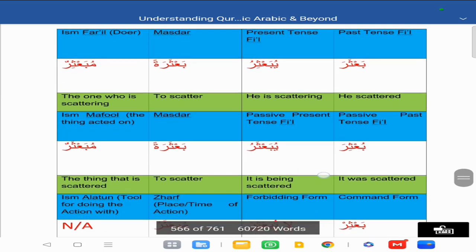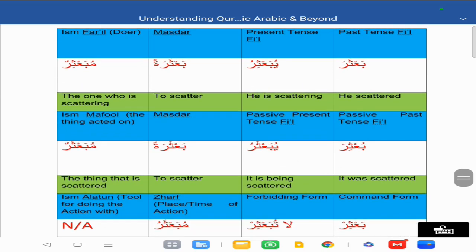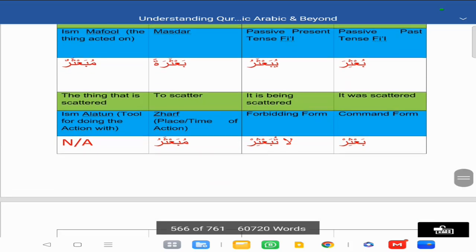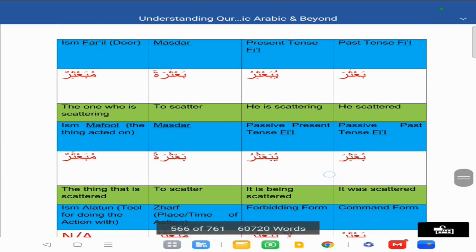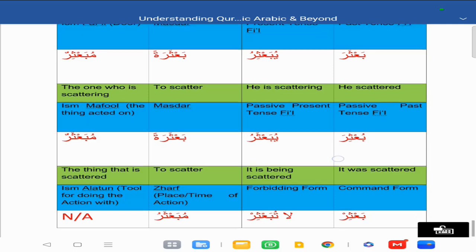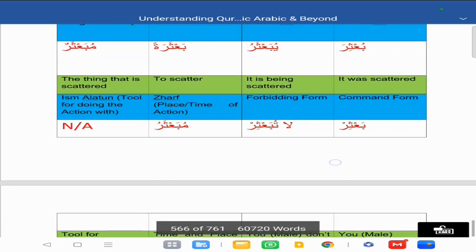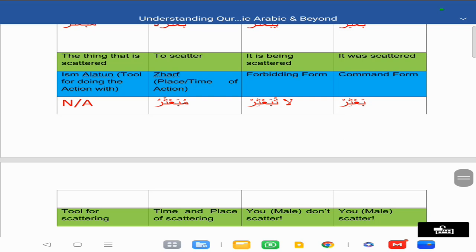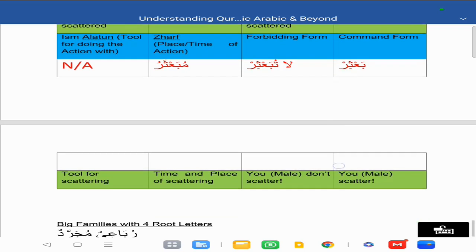If you look at the present tense, it is Yuba'thiru. Take the anta version, Tuba'thiru, drop the ta, and then make it lightest, which is a sukoon at the end: Ba'thir. And then the forbidding form: you just look at the present tense, take the anta version, Tuba'thiru, make it lightest, the ra takes a sukoon at the end, Tuba'thir, and then put the lam at the front, La Tuba'thir, forbidding, meaning you male don't scatter. And the zarf is Muba'tharun, the time and place of scattering.